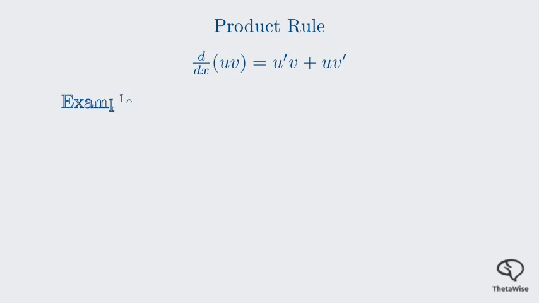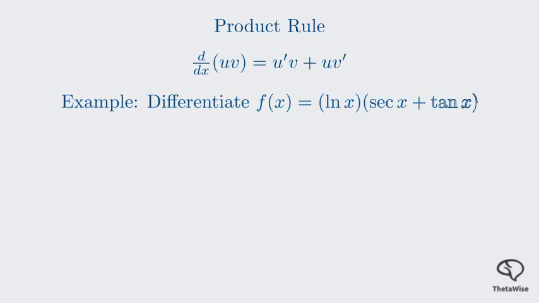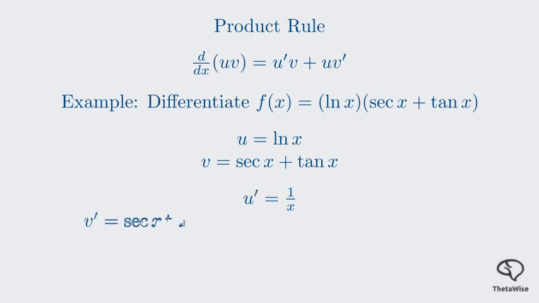Let's work through an example. Suppose f of x is the natural log of x times the quantity secant x plus tangent x. First, let's identify u and v. We can set u equal to ln x and v equal to secant x plus tangent x. Next, we find their derivatives, u prime and v prime. The derivative of u, ln x, is 1 over x. The derivative of v, secant x plus tangent x, is secant x tangent x plus secant squared x.